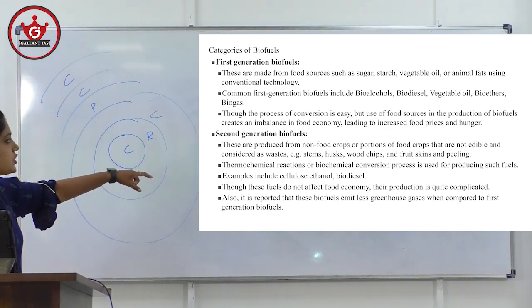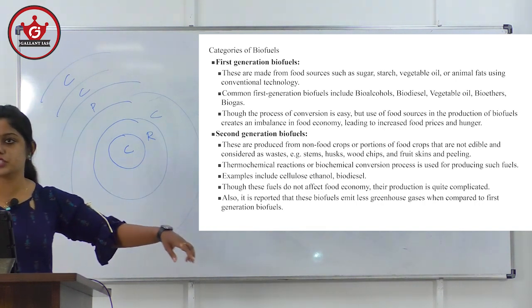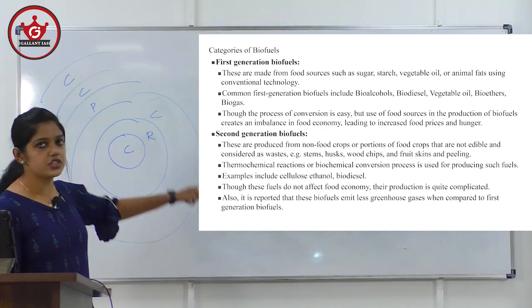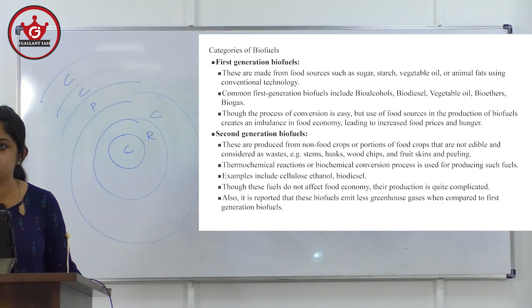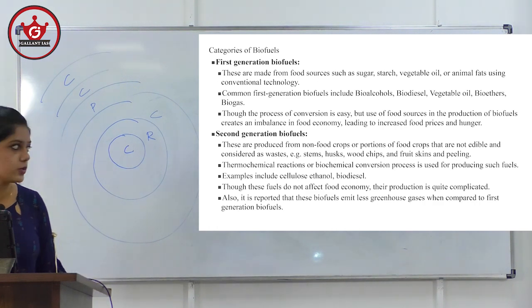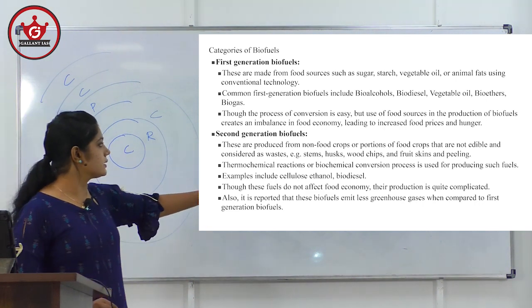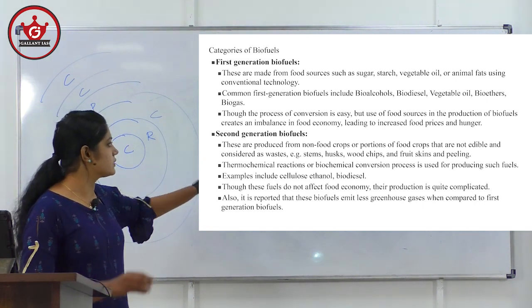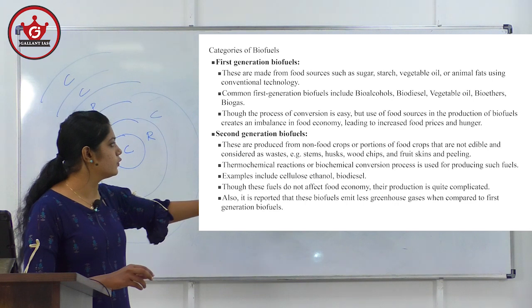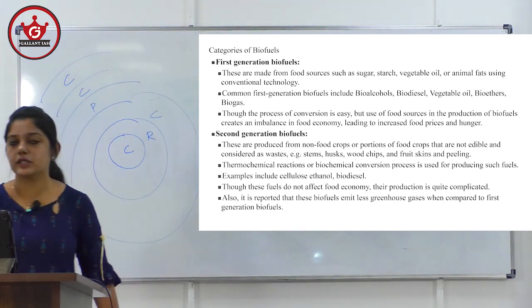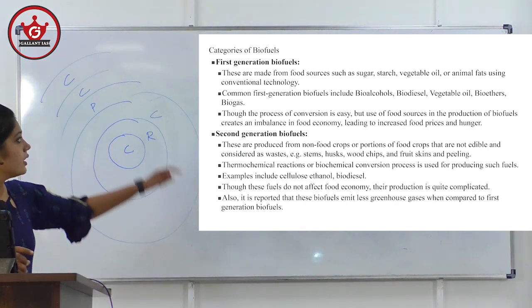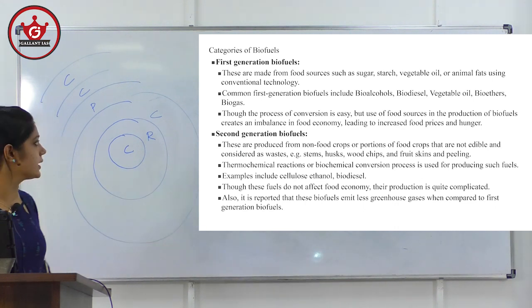And categories of biofuels. We have first generation biofuels, second generation, third generation, and fourth generation. First generation is made from food sources. Second generation is produced from non-food crops, not edible, and waste like stems, husk, wood chips, fruit skins, etc. Match the following kind of questions can be expected.